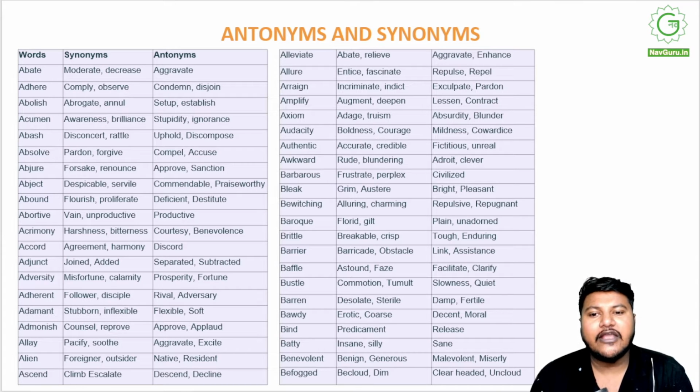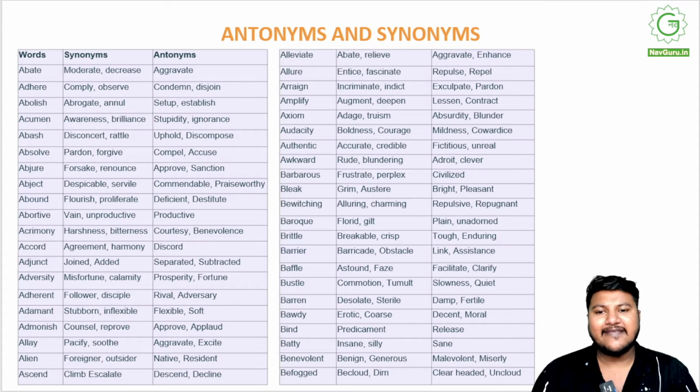Abjure means to forsake or renounce, while its antonym would be approve or sanction. Abject means despicable or servile, and its antonyms would be commendable or praiseworthy. Abound means to flourish, proliferate, while its opposite is deficient or destitute.